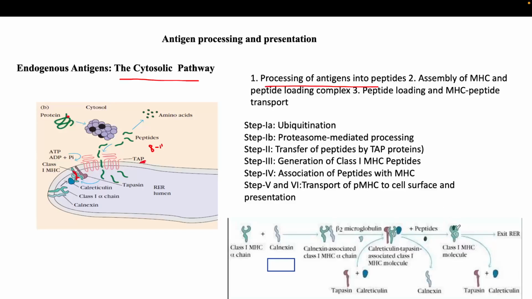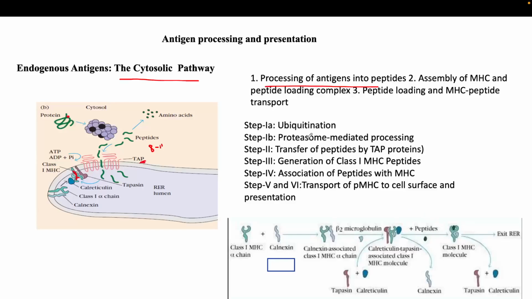Then once the class 1 MHC molecule binds with the peptide molecule, it will be transported through vesicles from the endoplasmic reticulum to the Golgi body, then from the Golgi body to the plasma membrane. Okay, so at the plasma membrane, this antigen will be presented to the CD8 T cell. Okay, understood? There are 5 steps.